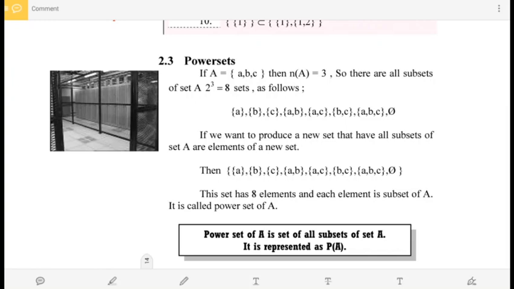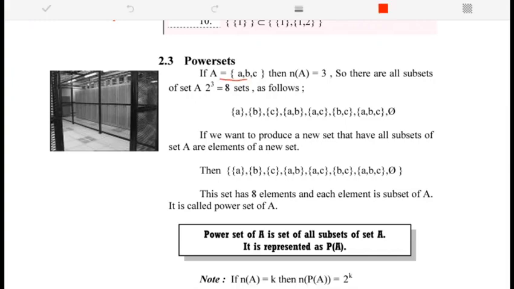So now, if you have here A is A, B, and C, that means the number of elements is 3. Therefore, the number of subsets must be 8. Therefore, you need to write 8 subsets. So here you have set of A, set of B, set of C, set of A and B, set of A and C, set of B and C, set of A, B, C, and set of empty set.